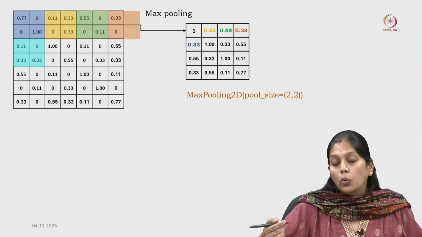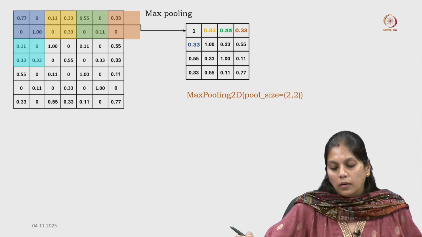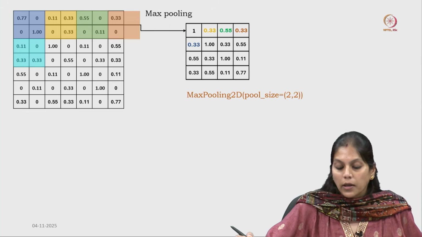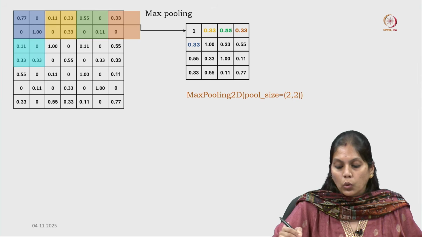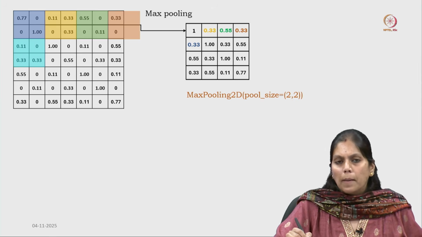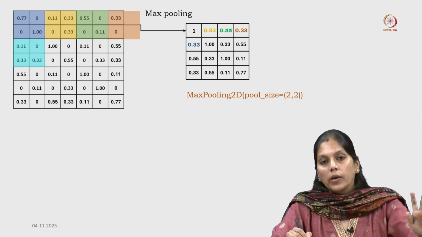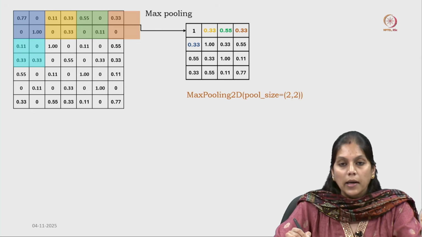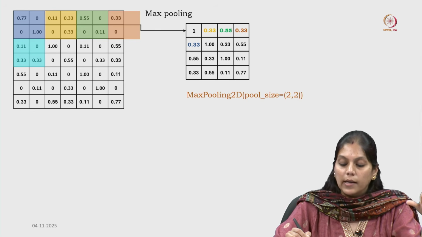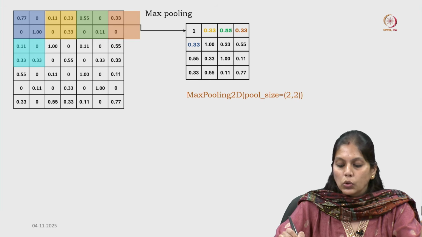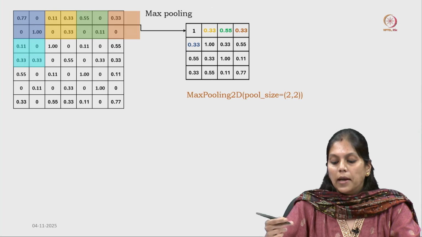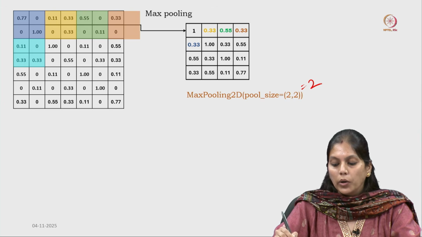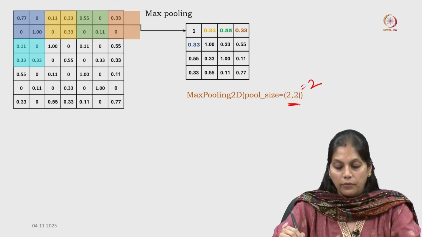So how do you write the implementation line? What is the syntax for it? What we are applying is max pooling on 2-dimensional data, 2D. And what is the size? The compulsory parameter that we need to fix for max pooling is the window size. So here the window size is 2 cross 2. If you do not specify the stride, then the stride by default will be 2 here.